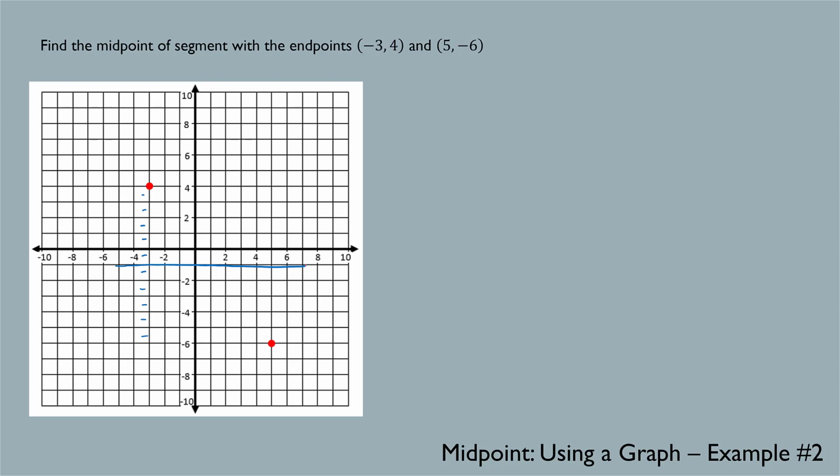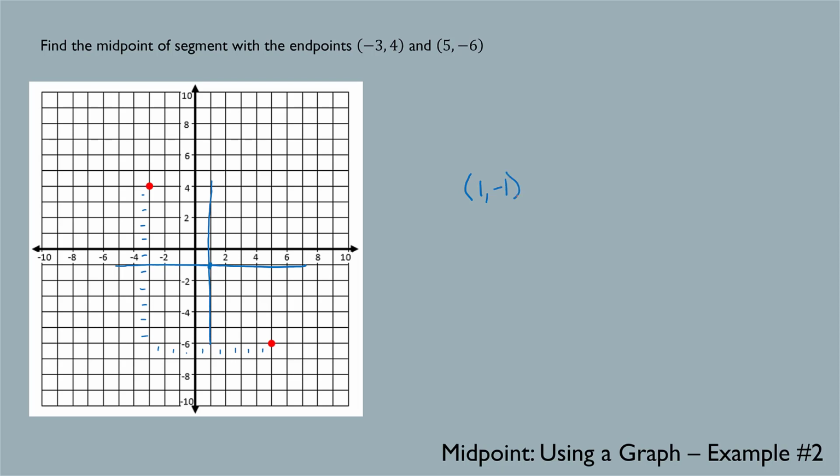And I'm going to do the same thing going sideways. 1, 2, 3, 4, 5, 6, 7, 8. So there are 8 boxes going sideways. So the middle of that would be 4 boxes. 1, 2, 3, 4. So that would create our midpoint. And then we would list that as a coordinate point. 1, comma, negative 1.